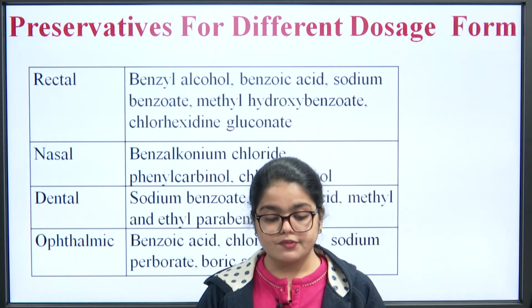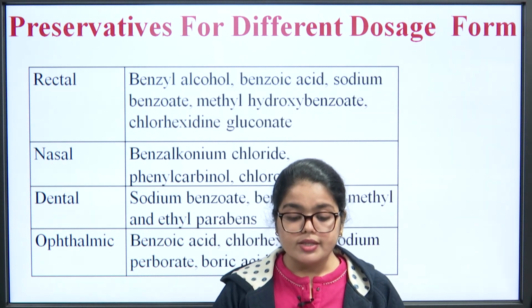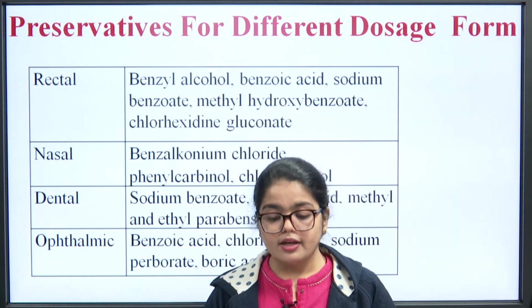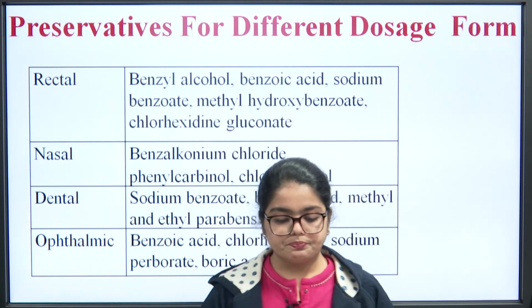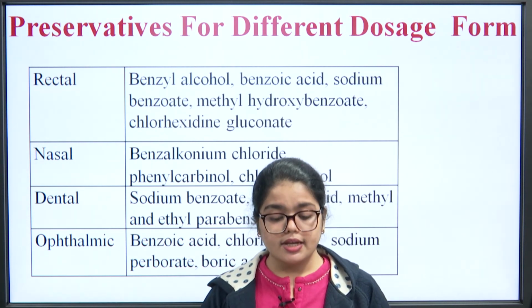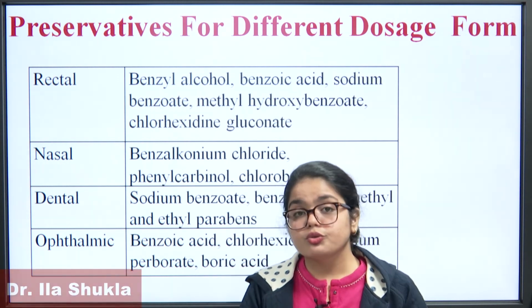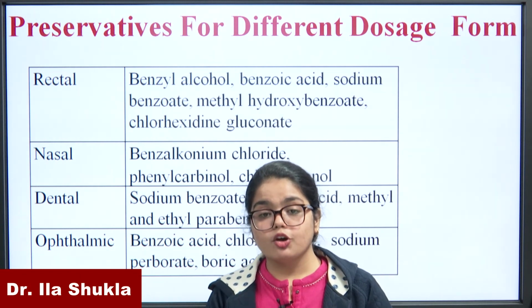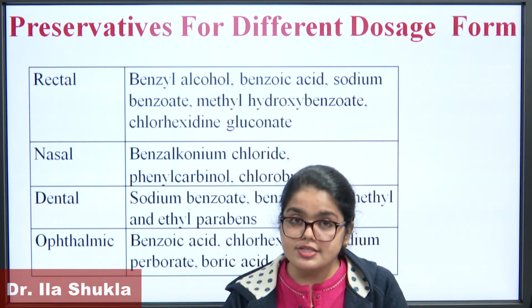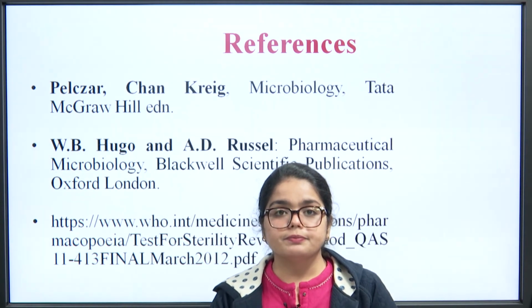These are the preservatives used in nasal preparations like nasal drops. Then the dental ones, sodium benzoate, benzoic acid, methyl and ethyl parabens. Then ophthalmic ones, benzoic acid, chlorhexidine, sodium perborate and boric acid. You must go through the pamphlet that is placed on the eye drops. You will find such preservatives in such preparations. Then this was all, and thank you.